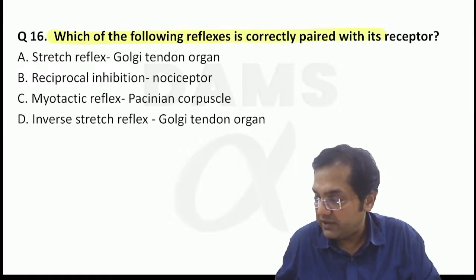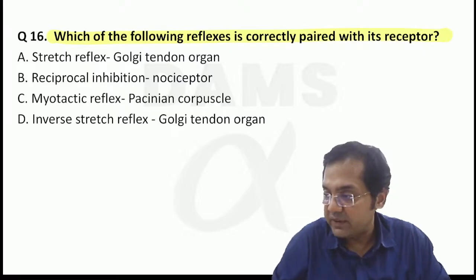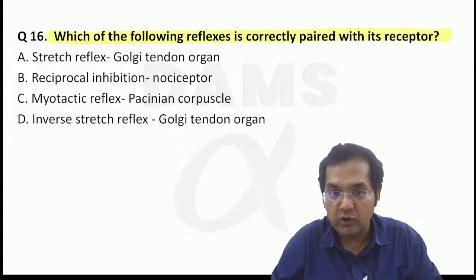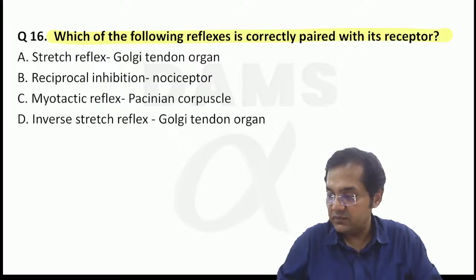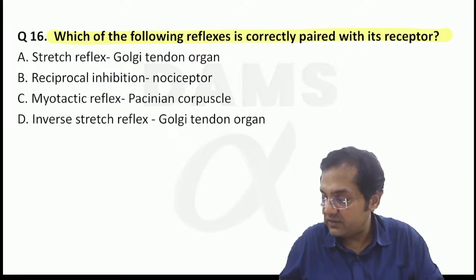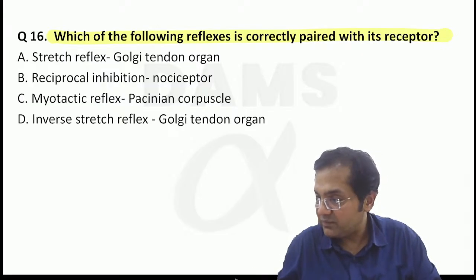Which of the following reflexes is correctly paired with its receptor? That's an easy one. This nobody should have got wrong. Which of the following reflexes is correctly paired with its receptor? Yes. Stretch reflex, Golgi tendon organ.